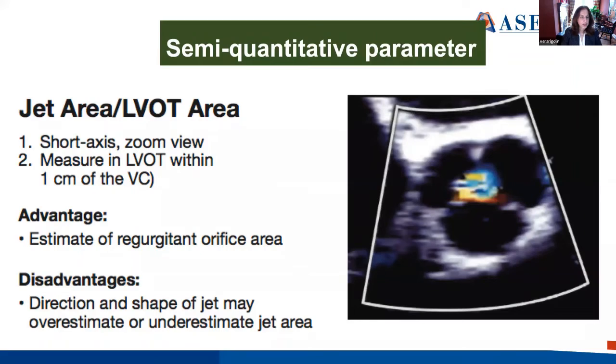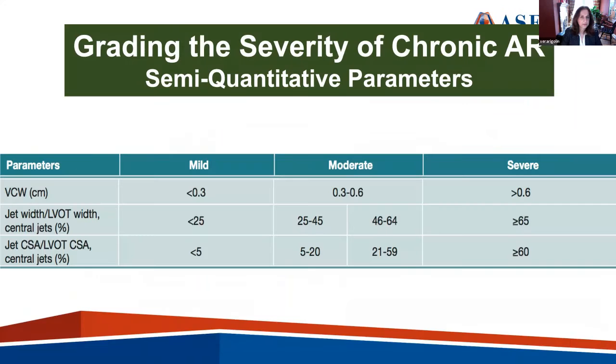The advantage is it is an estimate of regurgitant orifice area. The disadvantage is that the direction and the shape of the jet may over or underestimate the jet area. Also, in the parasternal short axis view, if you're doing this with 2D imaging, it may be difficult to know exactly where you are and where exactly in the LVOT you are. So unless you use biplane imaging, that could be a little bit of a challenge as well.